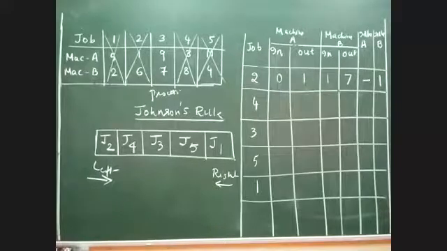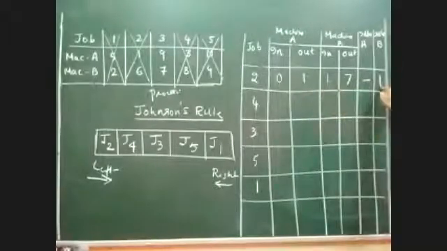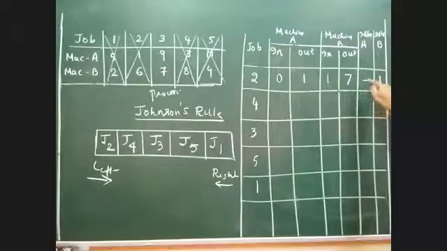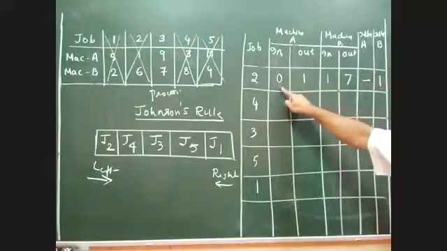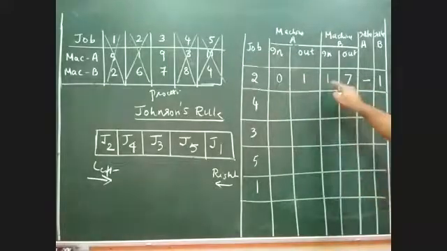Both machines have started, but when did machine B get the job? The machine B got the job only at the first hour. That means for 1 hour it was free or idle. So that is called idle time. So machine B has an idle time of 1 hour, but for machine A there is no idle time, because it started exactly at 0. Both started at 0, but here the job started at 1.